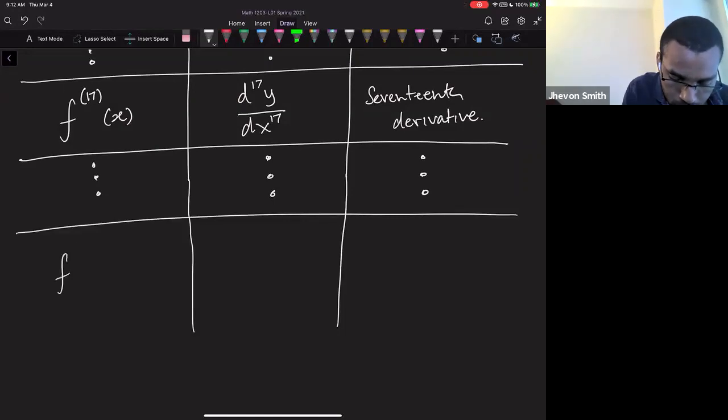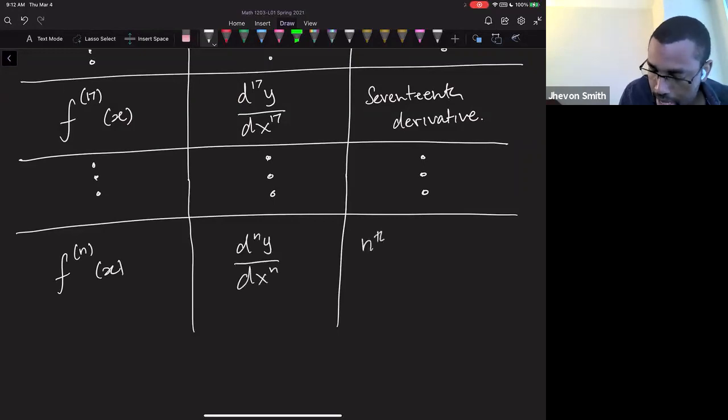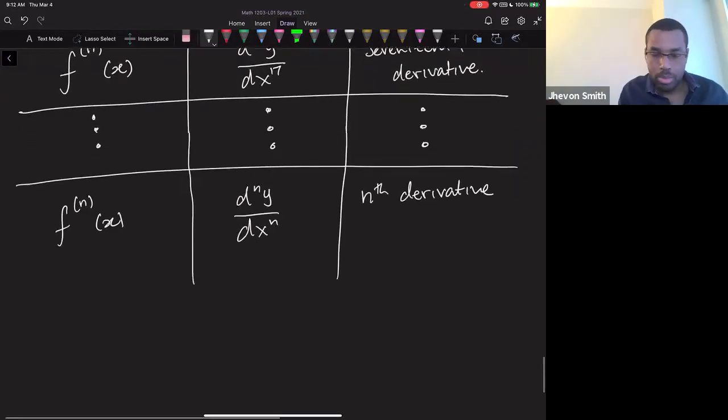So we write f to the n in parentheses of x, or d^n y over dx^n, to represent the nth derivative. And of course, it's provided these derivatives exist.